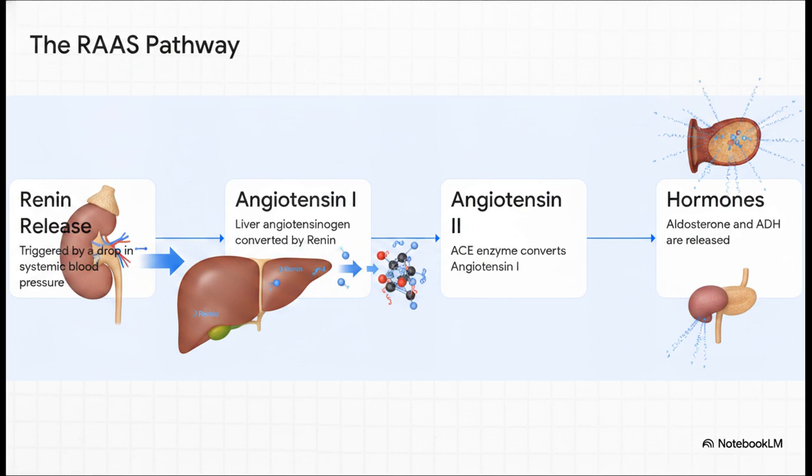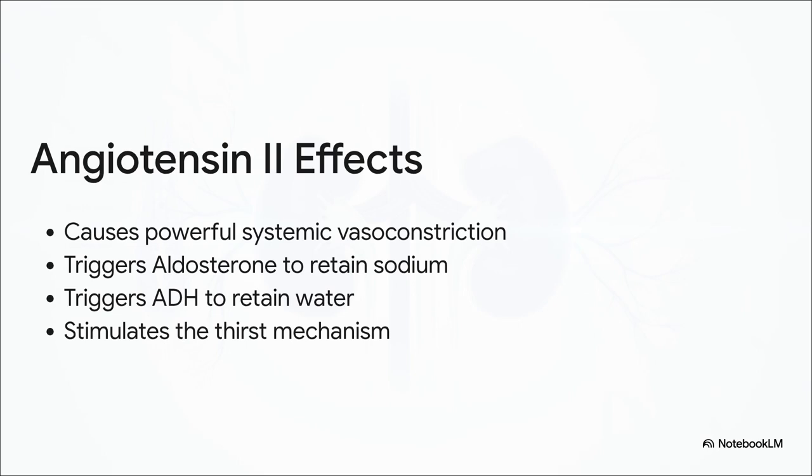into the bloodstream. Step 3, renin bumps into a liver protein called angiotensinogen and converts it into angiotensin 1. Step 4, another enzyme called ACE comes along and converts angiotensin 1 into the ridiculously powerful angiotensin 2. And finally, step 5, angiotensin 2 tells the adrenal cortex to release aldosterone and tells the pituitary gland to release antidiuretic hormone, or ADH. So, the real magic is how these hormones actually step in to save the patient's life by fixing that low blood pressure.